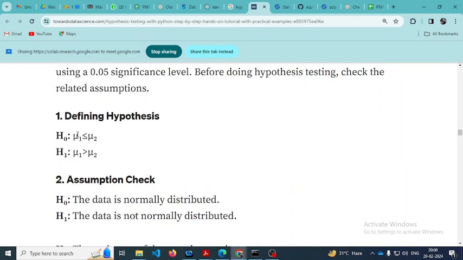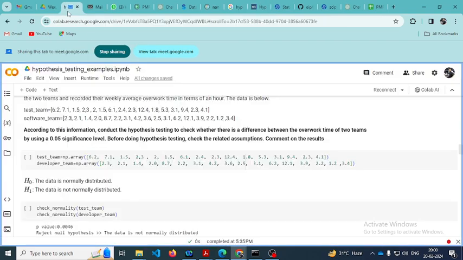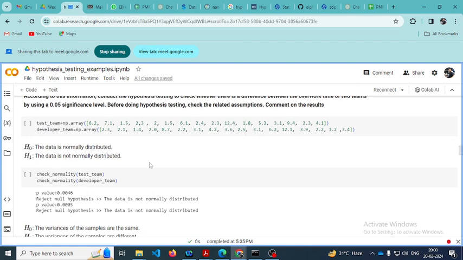You are going to define your hypothesis: mu1, the mean of one team, is less than or equal to the mean of the other team. Mu1 less than or equal to mu2. That is my null hypothesis. The alternative hypothesis is the opposite, mu1 greater than mu2.